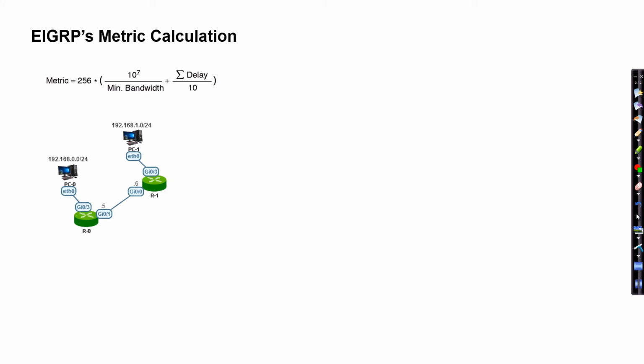My ultimate goal in this metric calculation is to figure out, from router 0, what is the total cost to get to this remote network. So we have to begin with router 1 and what is the cost for it to get to the LAN. Since this is a gigabit interface, that is 10 to the 6 as the minimum bandwidth. Followed by, we need to get the sum of all delays, and since this is the only interface, we'll find out what that interface delay is.